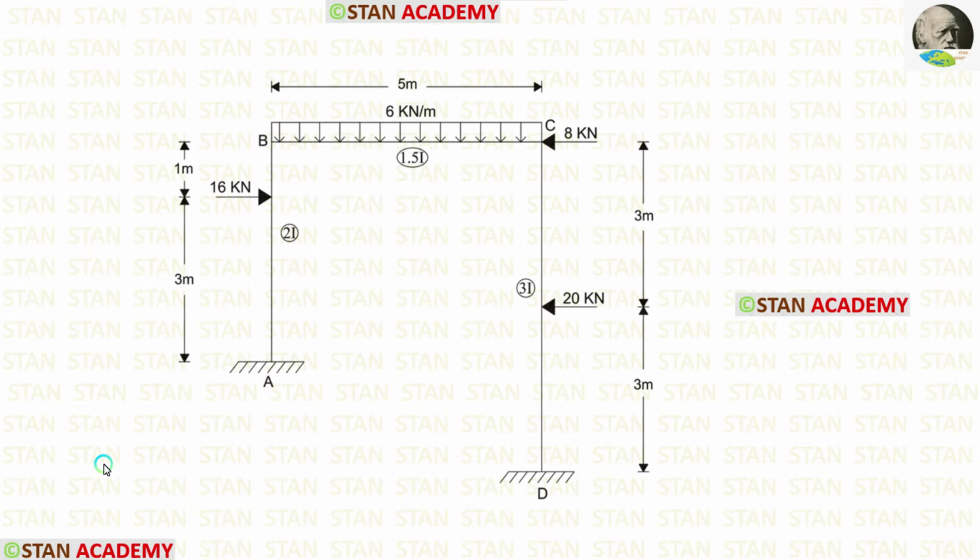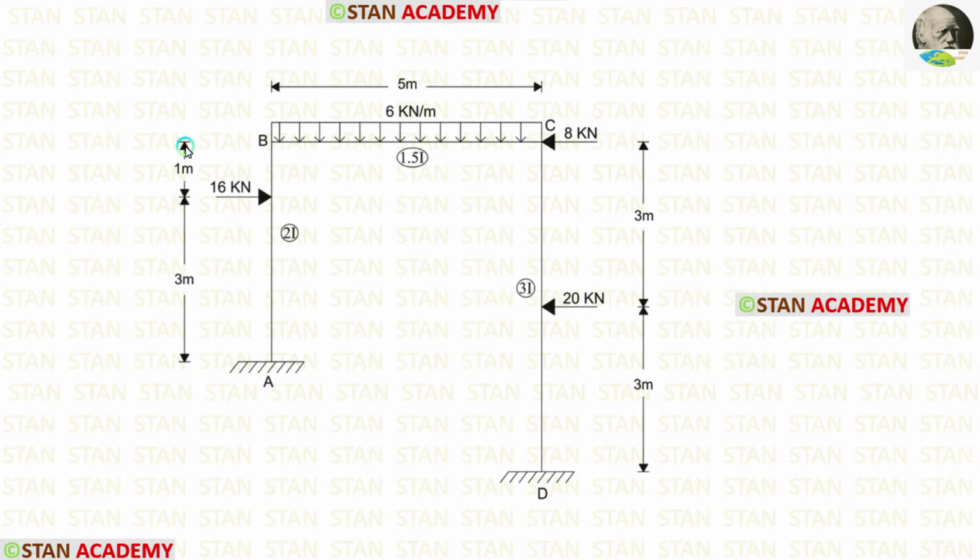In the column AB, there is a point load 16 kN acting at a distance of 1 meter from the point B. In the beam BC, there is a uniformly distributed load 6 kN per meter. This load is acting for the full span. In the column CD, there is a point load 20 kN. This load is acting in the center. At the point C, there is a nodal point load 8 kN.